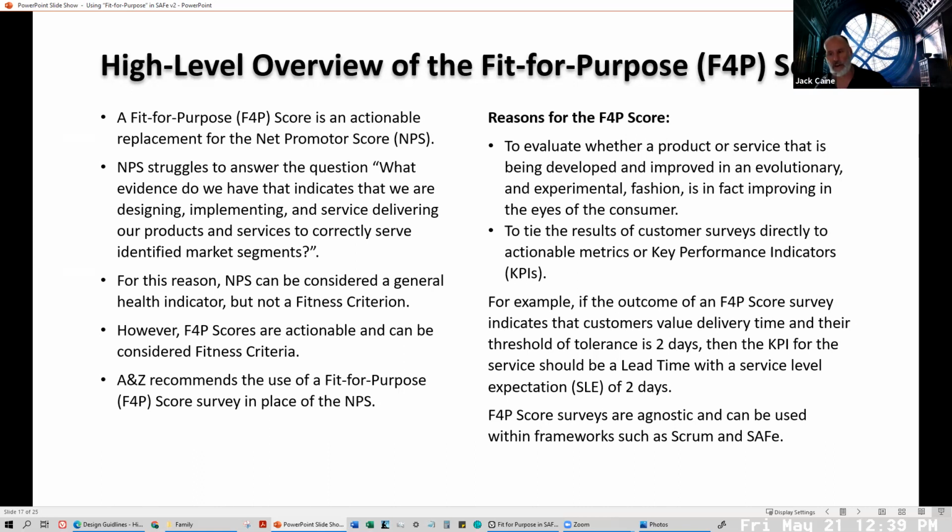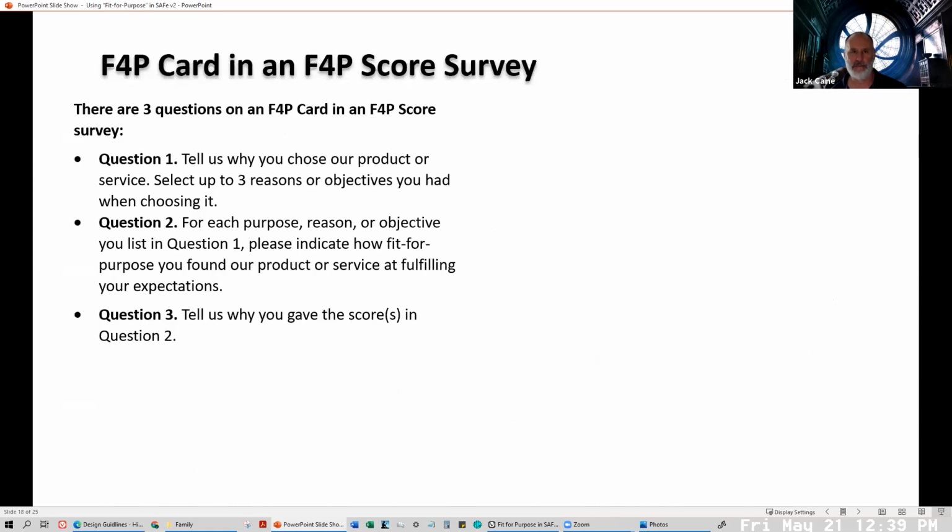This survey also, it's agnostic. You can use it in Scrum, you can use it in SAFe, you can use it in LeSS. It's agnostic. It doesn't matter. It doesn't care. So it's a really basic little card that the person fills out.